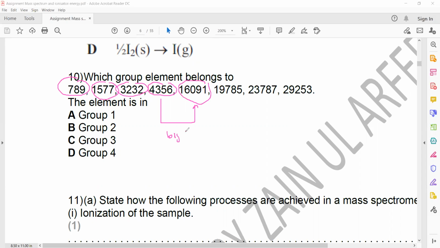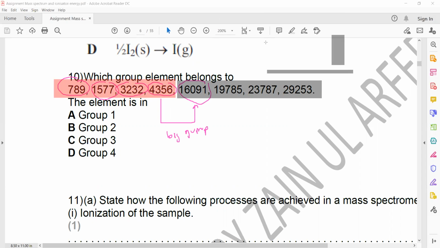When there's a big jump in ionization energy, it shows that the shell changes. This is the outer shell, and this one is an inner shell. So how many electrons are in the outer shell? There are 4 electrons in the outer shell. So we can say that this element belongs to group 4.